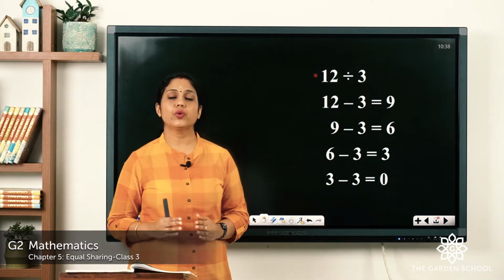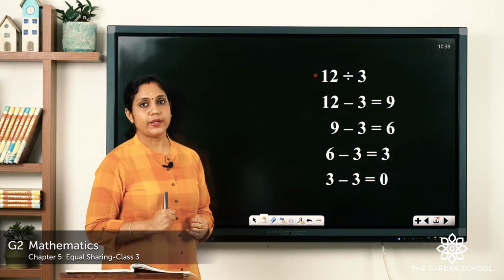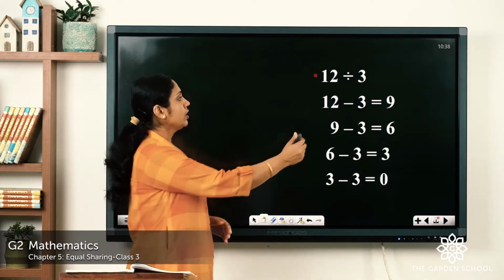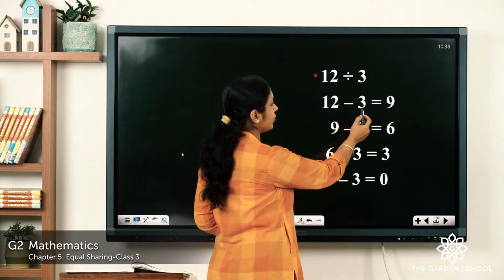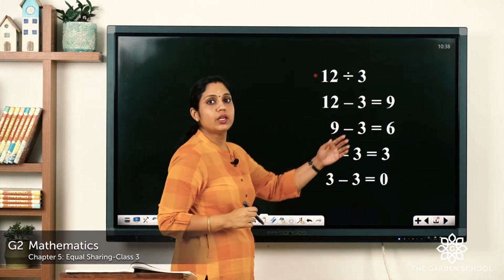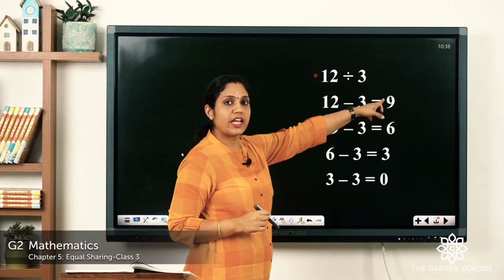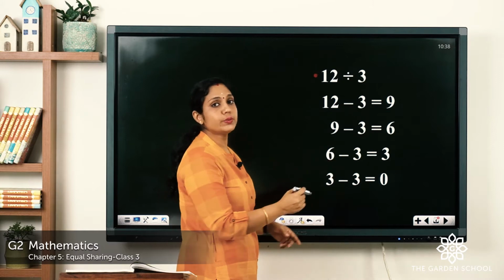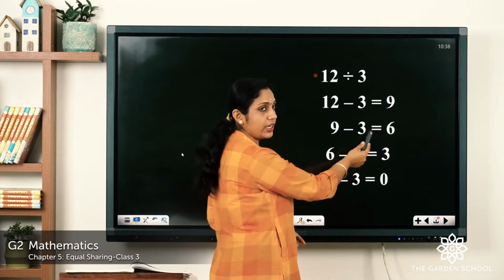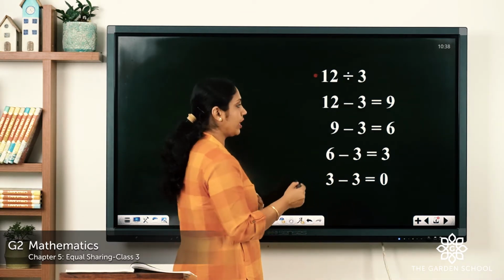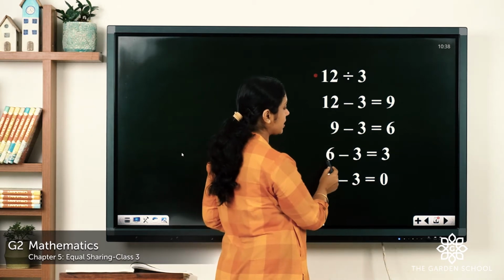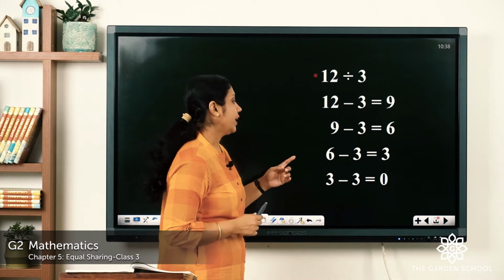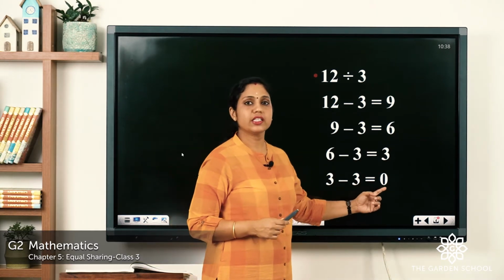Here we have 12 divided by 3. So using the repeated subtraction method, let's subtract first. So 12 minus 3 is equal to 9 and again from this 9 we have to subtract. So 9 minus 3 is equal to 6. Now we got the answer 6. So from 6 we have to subtract. 6 minus 3 is equal to 3. And again we have 3 minus 3 is equal to 0.